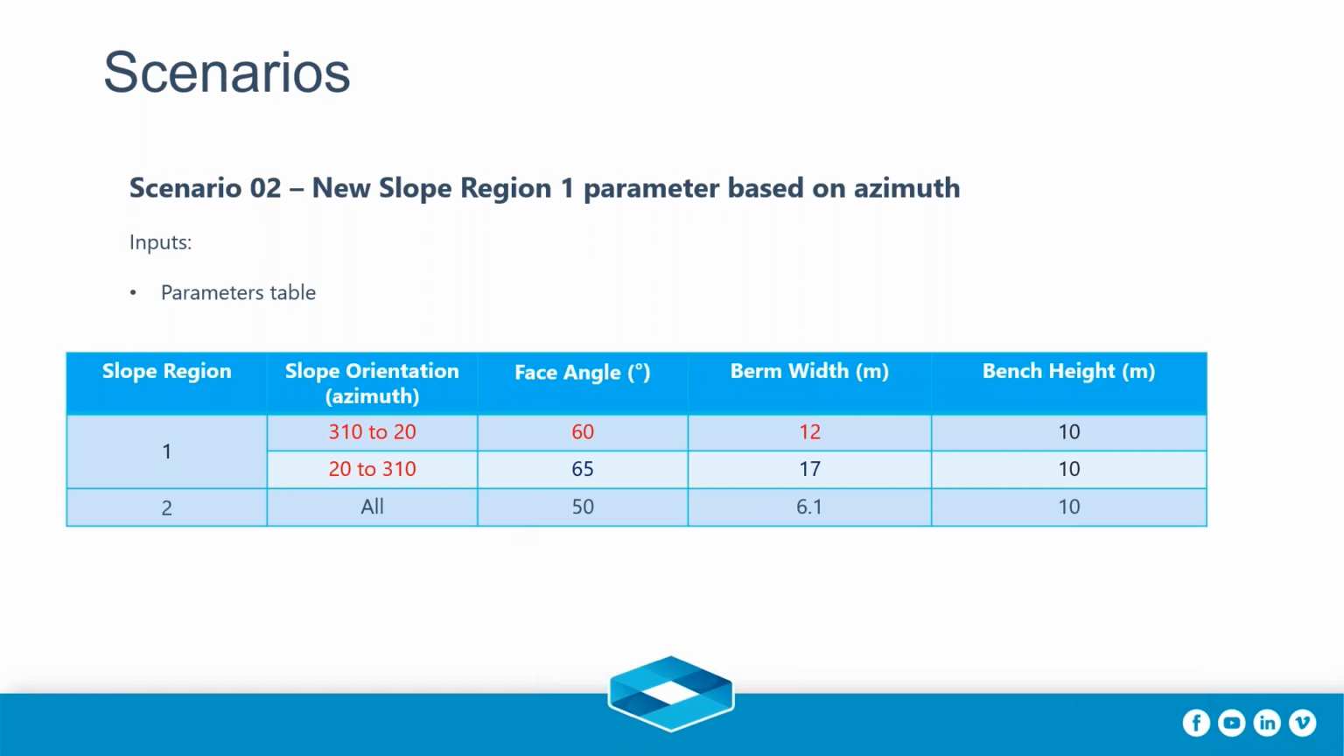Now for scenario 2, our slope region 1 will be modified. The parameters are being modified based on the azimuth. As you can see in this table, between azimuth 310 and 20, the face angle has changed from 65 to 60, and the berm width has changed from 17 to 12. And for the rest of the azimuth range, we're going to keep the same parameters as our base case.